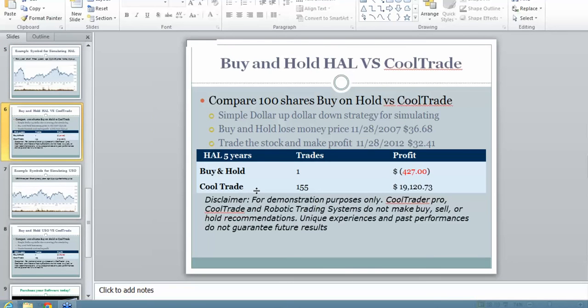CoolTrade would have traded that stock, and remember, this one's more volatile, with a simple dollar up, dollar down strategy, 155 times for $19,120 in profit. So, those little profits really add up over time.